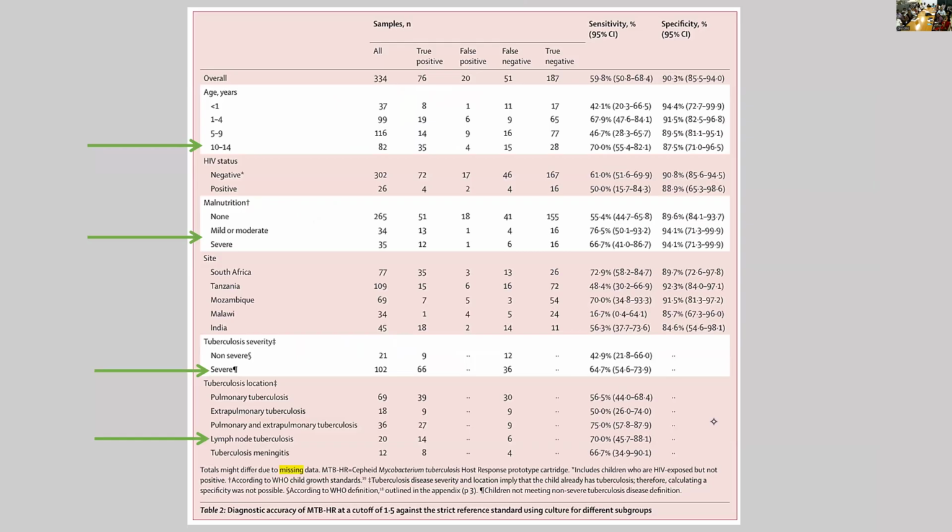So then they had also done a different subgroup analysis. They had also looked at the tuberculosis severity. They found that the sensitivity was higher in patients with severe TB, that is 64.7%, as compared to non-severe TB, which was only 42.9%. And the interesting thing was that in patients with lymph node TB as well as extrapulmonary TB, the sensitivity was actually higher as compared to the pulmonary sputum samples.